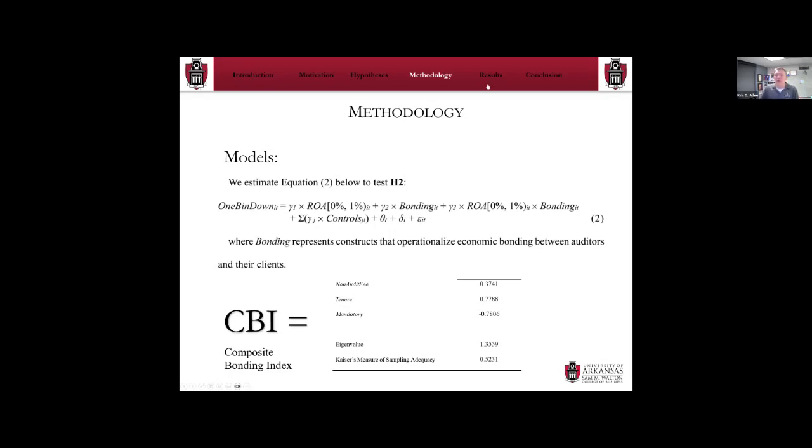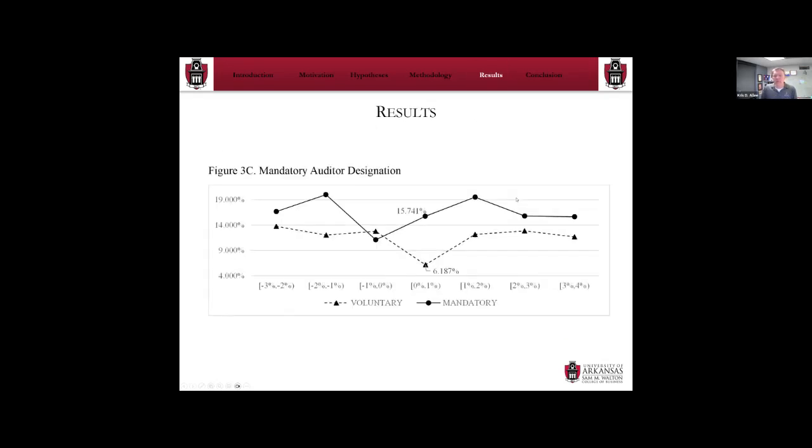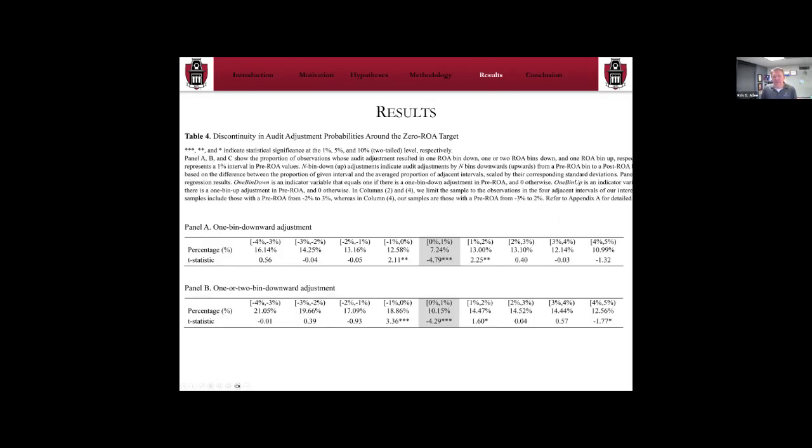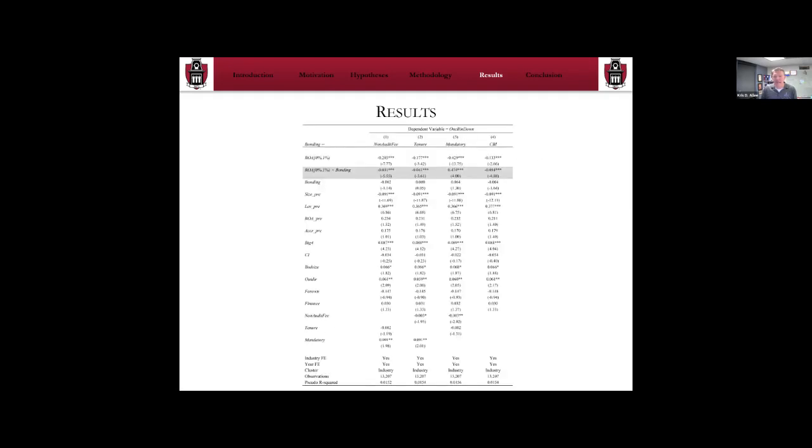And sure enough, when we run our results, what happens is when we combine these three things, okay, we see that companies that have high bonds are less likely to have an adjustment that brings them below a one bin down. We call it a one bin down audit adjustment. One bin down right there.